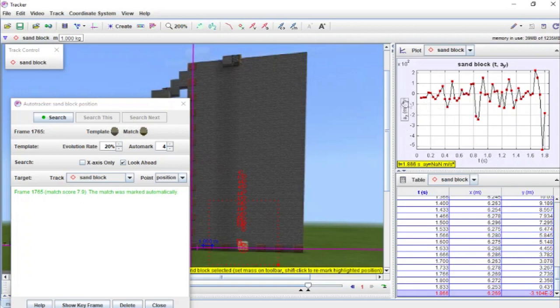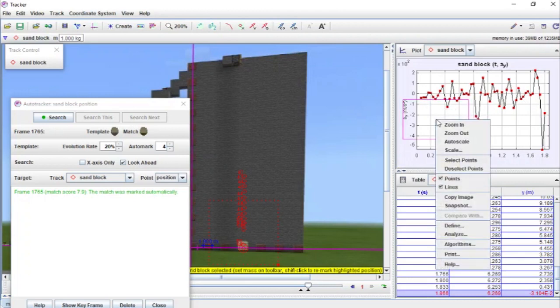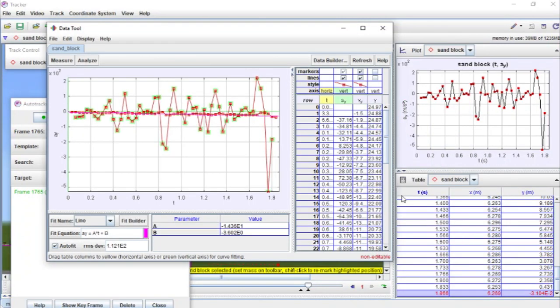But right now we've got our acceleration value. This is times 10 to the second power is the scale, so it looks like we might be getting pretty close to negative 10 here. But let's withhold judgment until we get to the analyze. Again, right-click on the graph, left-click on analyze.